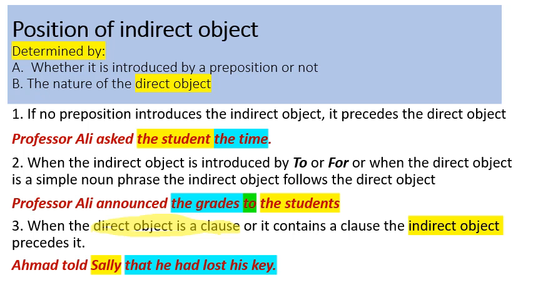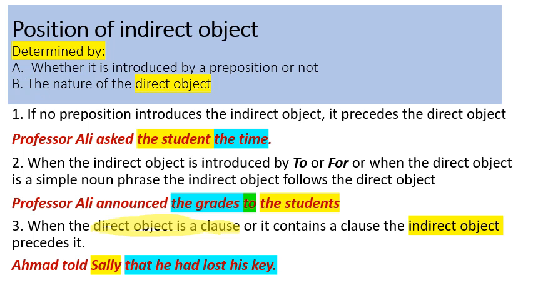Let's have a look at the following sentence. Ahmad told. Ahmad is the subject, told is the verb. Whom did he tell? He told Sally. What did he tell Sally? That he had lost his key. That he had lost his key is the whole object, and it's a clause. We call it a noun clause, which you will study shortly. Because your direct object is a noun clause, it came after the indirect object.